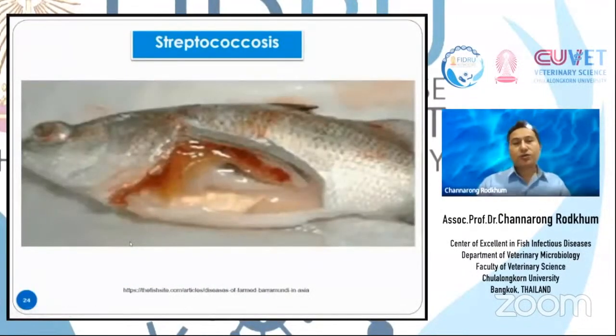Streptococcosis you can find also in both freshwater culture and marine culture Asian sea bass. The clinical signs will be the same as in tilapia. You can see the erratic swimming of Asian sea bass infected with Streptococcus. And also when you make a necropsy, you can see hemorrhage in the internal organs and also around the fin and skin area of the fish.